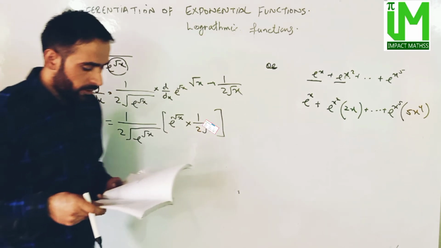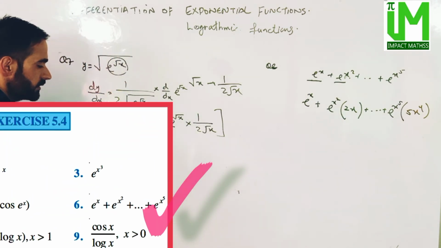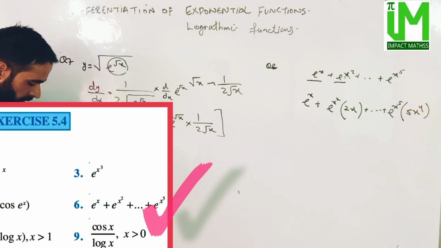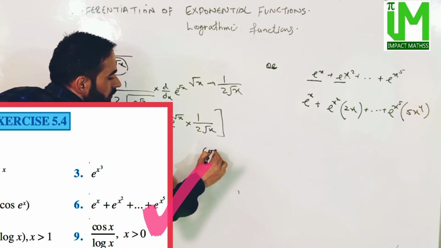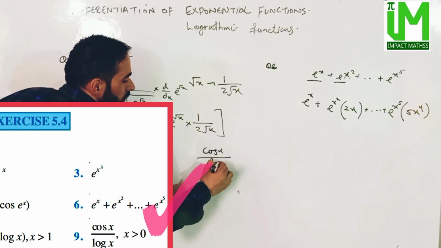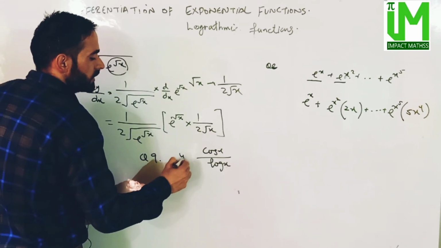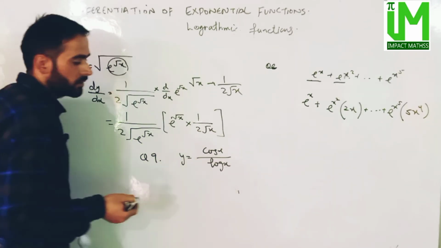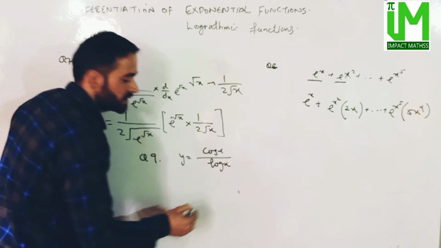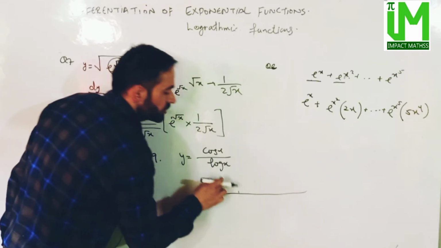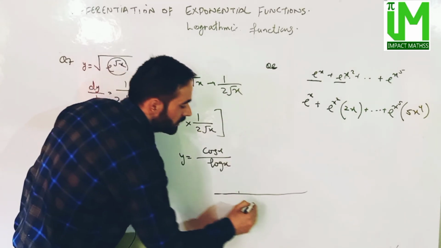क्वेश्चन नंबर 8 कर पाओगे. क्वेश्चन नंबर 9 देखिए फिर. So it is cos of x divided by log of x. ठीक है, cos of x divided by log of x. So let y is equal to cos of x divided by log of x. So differentiating both sides with respect to x, quotient rule. ठीक है, denominator square.